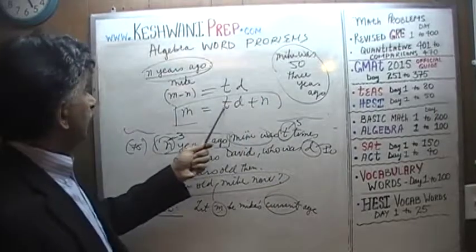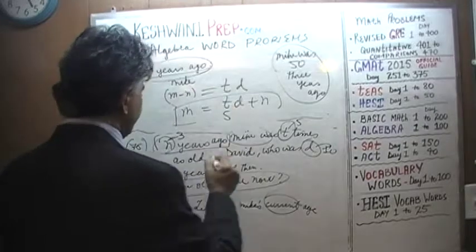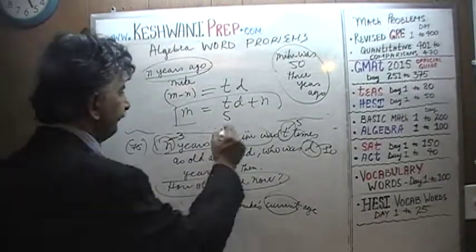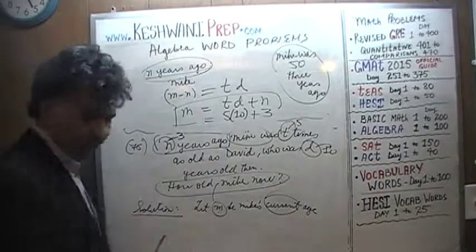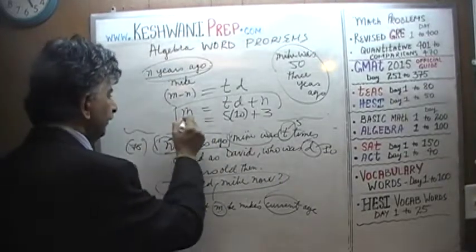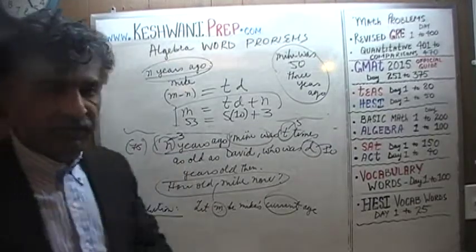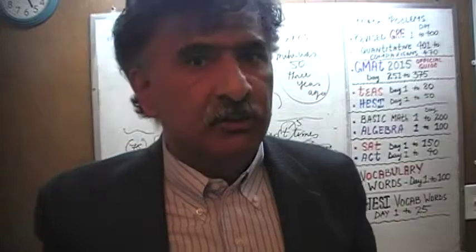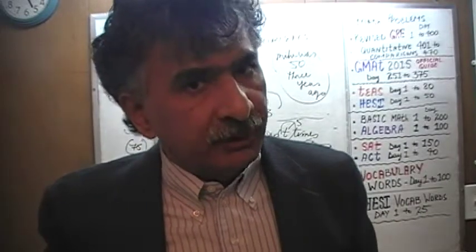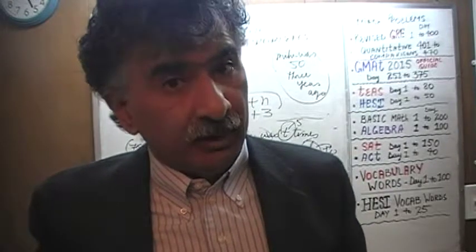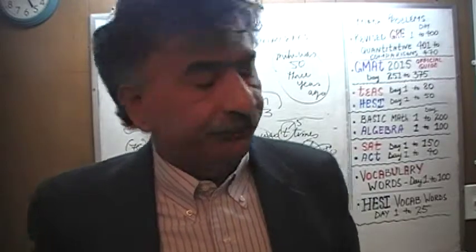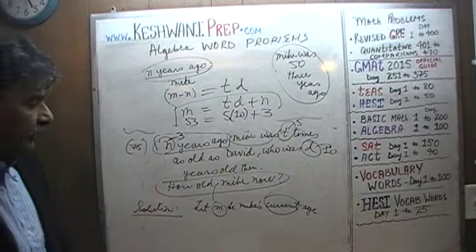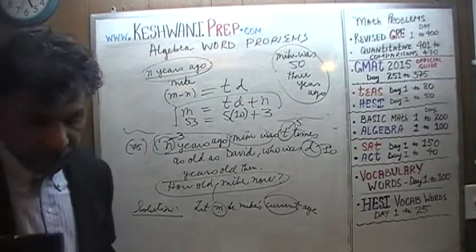Let's see if this thing gives us 53. Let's plug in values for it. T is 5. D is 10. 5 times 10 is 50, plus the N, which is 3. Voila. It turns out that Michael is indeed 53 years old today because 3 years ago he was 5 times as old as David, and at that point David was 10 years old. Because David was 10 years old 3 years ago, and at that point Michael was 5 times as old, that means Michael was 50 years old 3 years ago. Well, he must be 53 today, which is exactly what our answer gives us. That answer is correct. Let's do the next one, shall we?